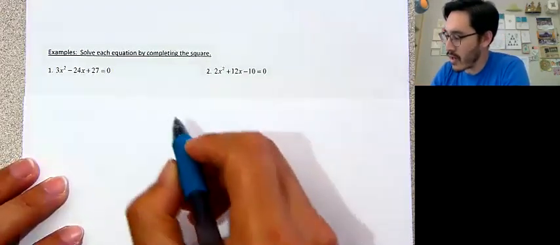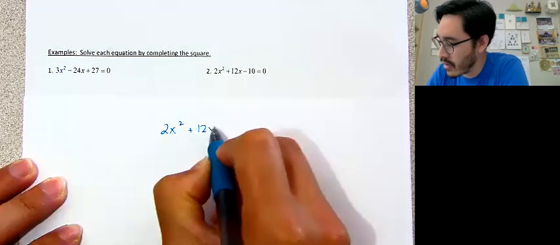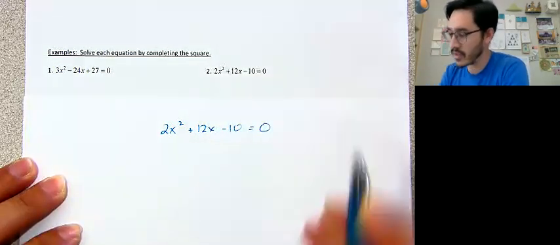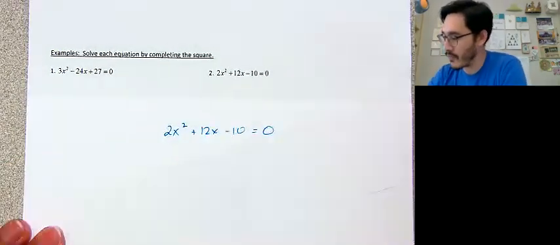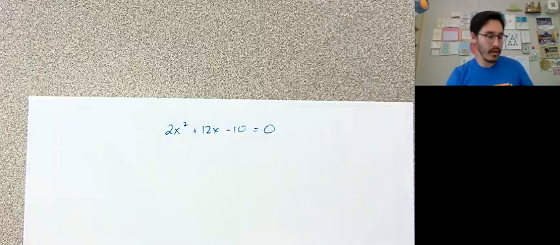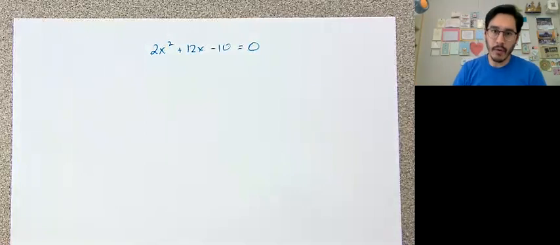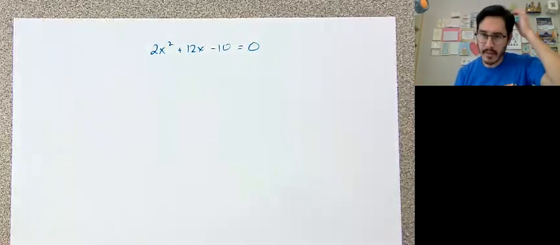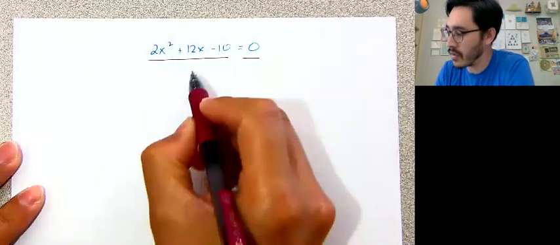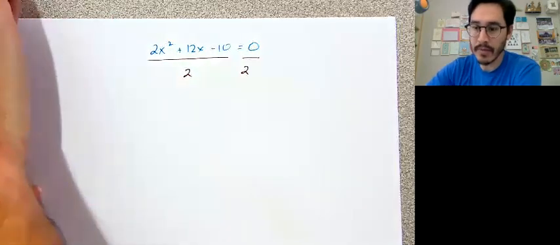All right, we've got a quadratic equation, 2x squared plus 12x minus 10 equals 0. Since this is like the fourth or fifth time going through the process, I'm going to try to speed it up a little bit so this video doesn't get too long. So we're going to divide because we want that coefficient there to be 1.